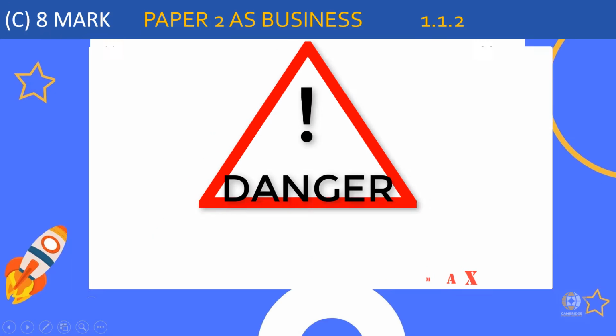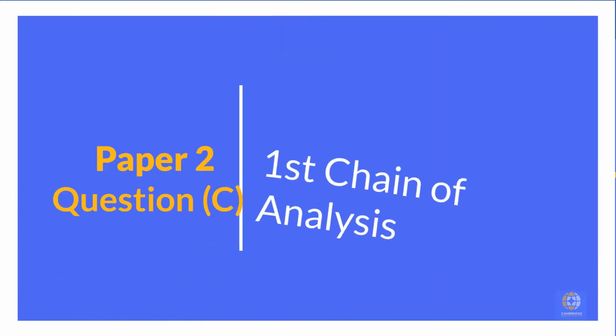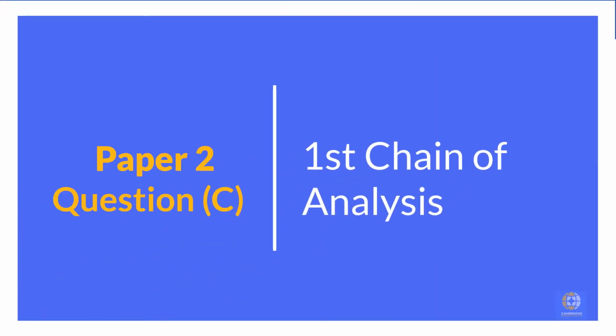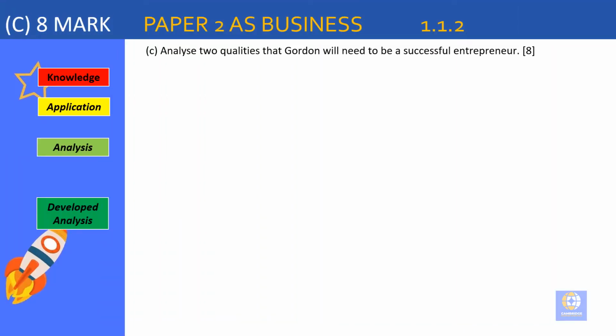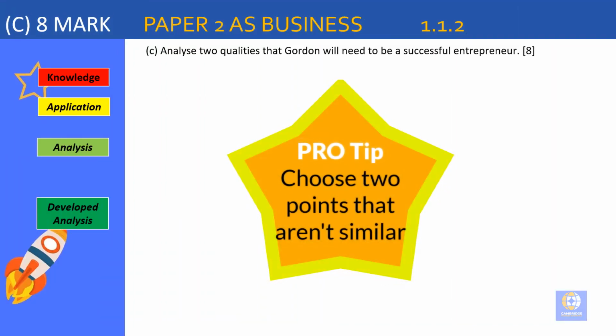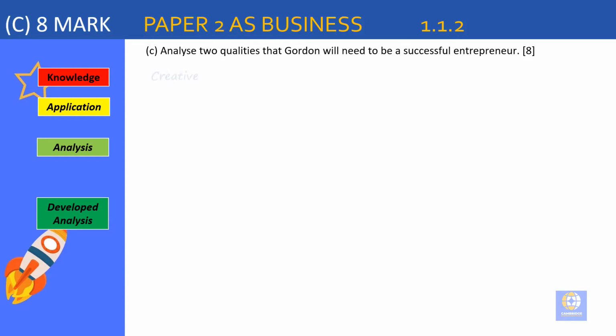So let's start with the first chain of analysis, starting with a knowledge point. You have a huge range of entrepreneurial qualities you can choose from. Choose 2 qualities that aren't similar so you will avoid repetition. Here we start with creativity, as this will be the most straightforward to apply to the case study and analyse further.